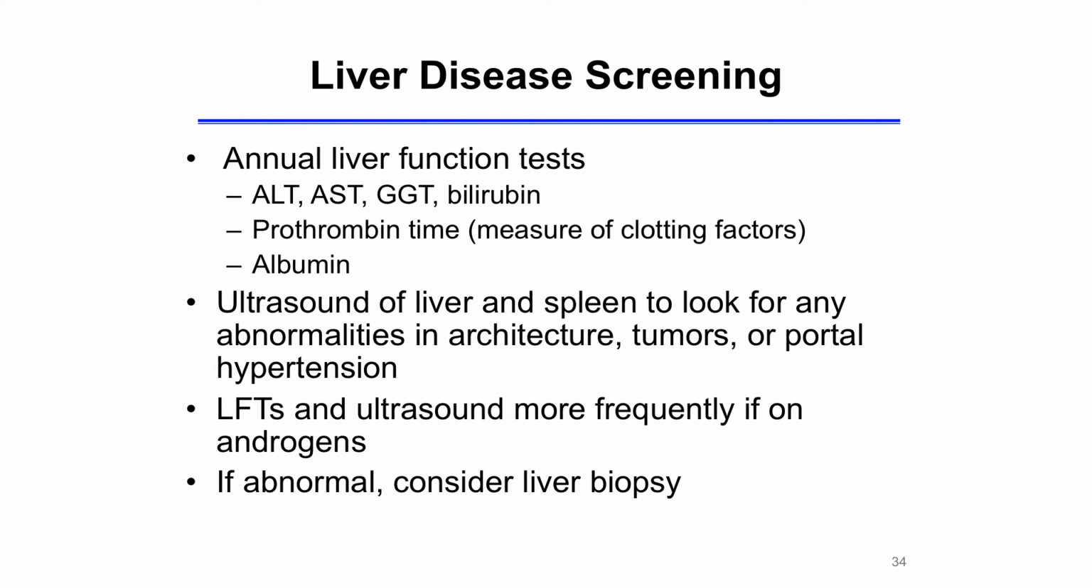So to screen for these, again, check liver function tests, look at the ability of the blood to clot. This is another protein, albumin. Albumin is produced by the liver, and when the liver's not working, the albumin levels will go low, and this can cause some problems like edema into our skin. So this is very important to look for, checking the liver by ultrasound, and doing these more frequently if a patient's on androgens, because androgens can affect these. And if it's abnormal, consider a liver biopsy to get a better sense of what's going on. Is it cirrhosis? Is it not?